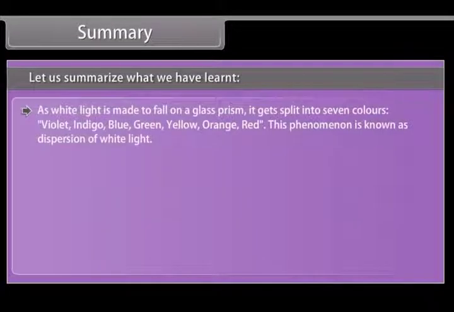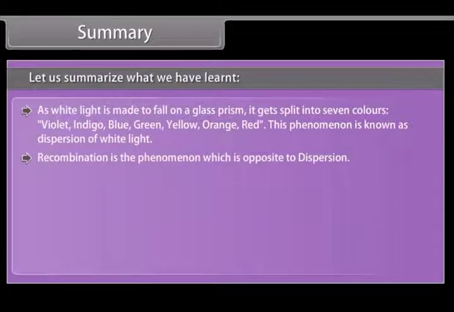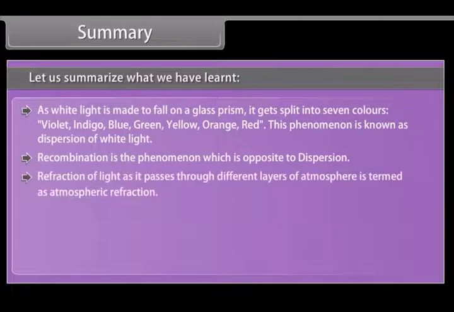As white light is made to fall on a glass prism, it gets split into 7 colors: violet, indigo, blue, green, yellow, orange, red. This phenomenon is known as dispersion of white light. Recombination is the phenomenon which is opposite to dispersion. Refraction of light as it passes through different layers of the atmosphere is termed as atmospheric refraction.